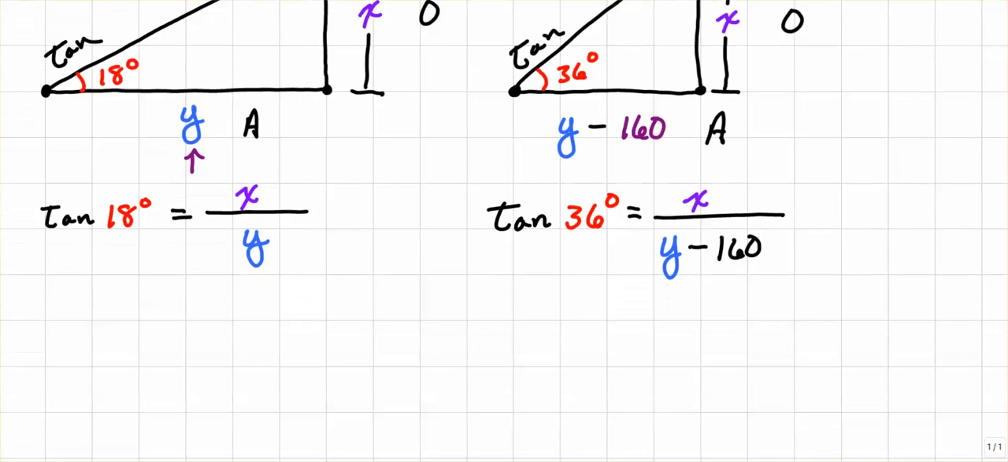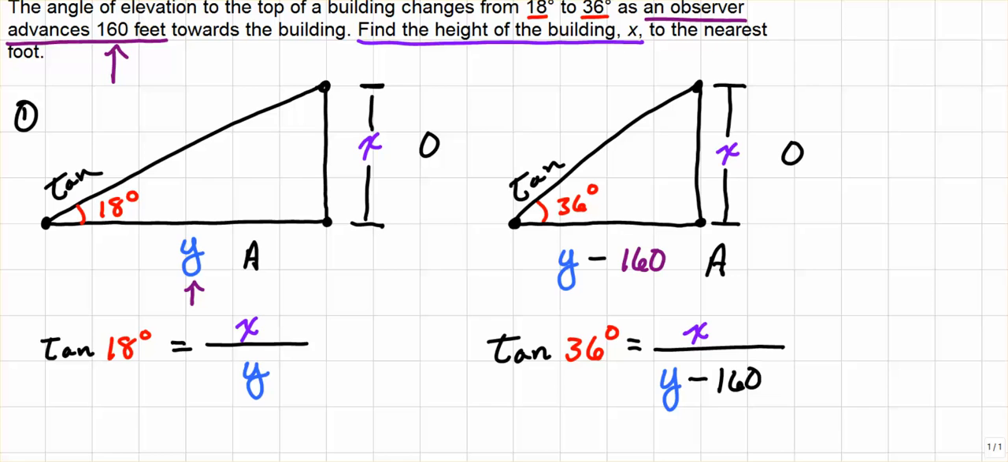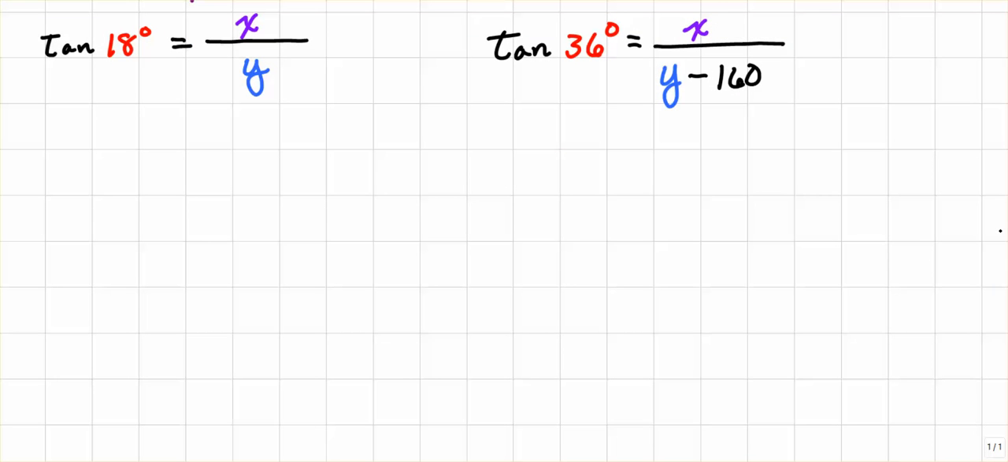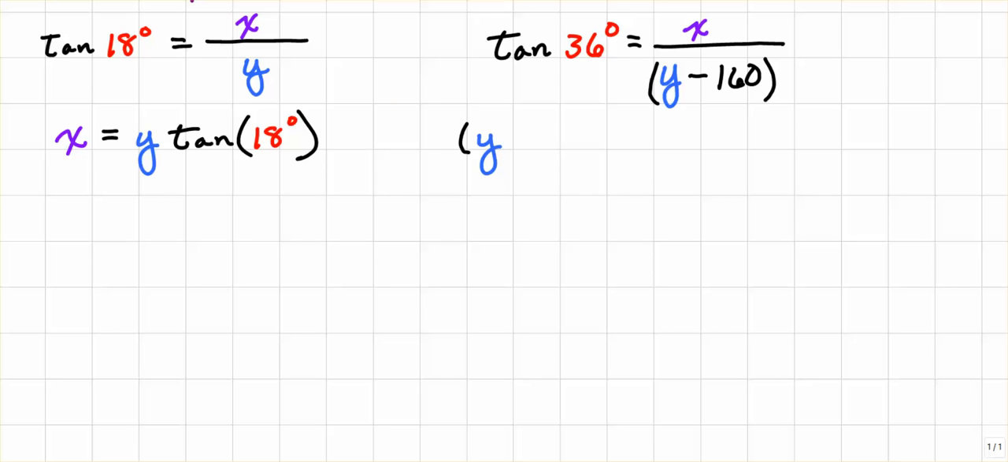Now that we've got this, we're going to solve both of these equations for x. I'm going to multiply both sides of this equation by y, and I will have x is equal to y times the tangent of 18 degrees. Then I will come over to this next one, and I'm going to multiply both sides of the equation by y minus 160. Basically I'm clearing the fraction out of the equation, which will make it a lot easier to deal with. And this will be multiplied by the tangent of 36 degrees, and that will be equal to x.